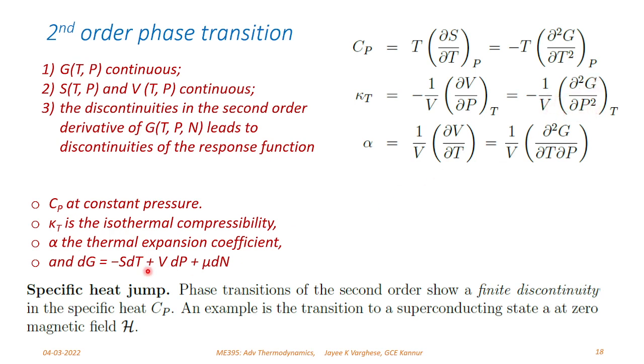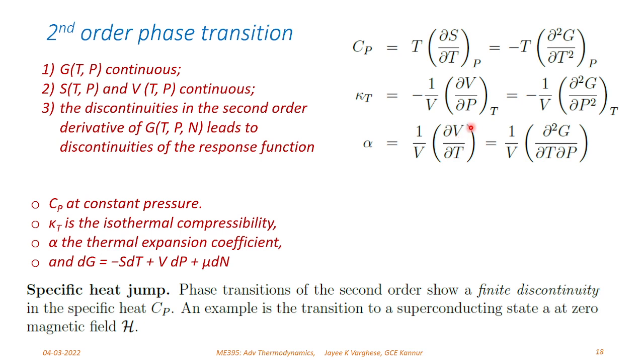And similarly, the thermal expansion coefficient alpha is given by change of volume per degree rise of temperature per original volume. This is the thermal expansion coefficient, 1 by V dou V by dou T, 1 by V into dou by dou T of volume.